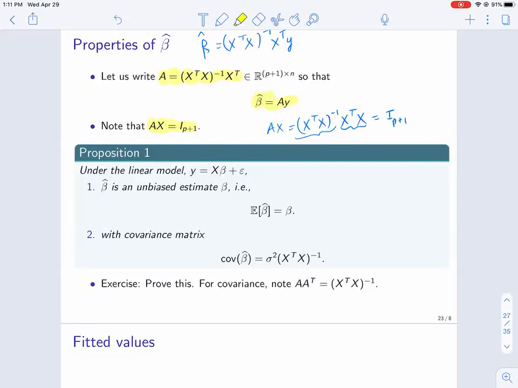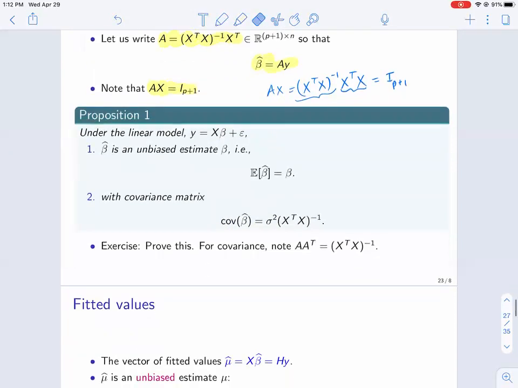The other property is that the covariance of beta hat is given by this expression. This helps us in uncertainty quantification. Here I've written this as an exercise, so you should be able to compute these. Maybe I'll do a little bit here. How do we prove this result? How do you show, for example, that the expectation is equal to beta?